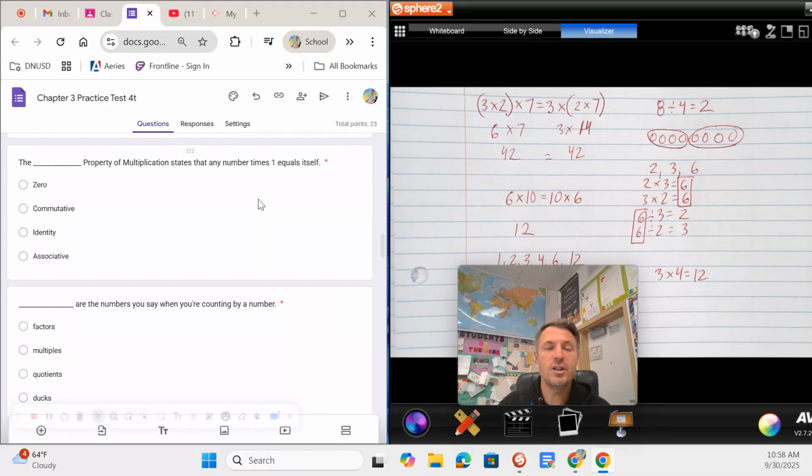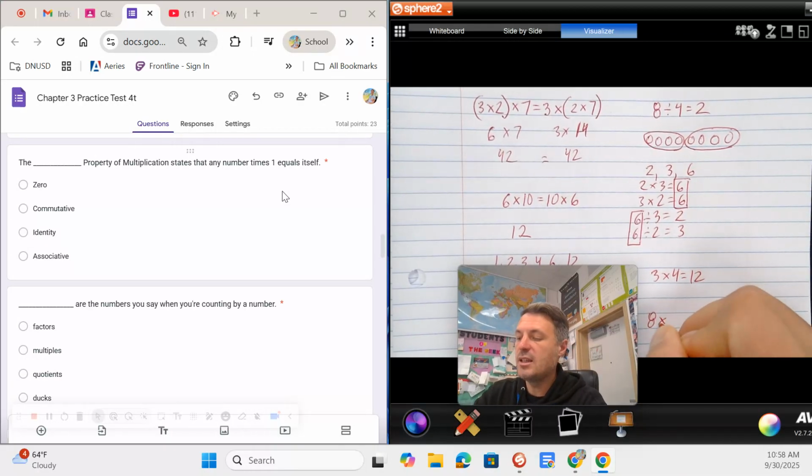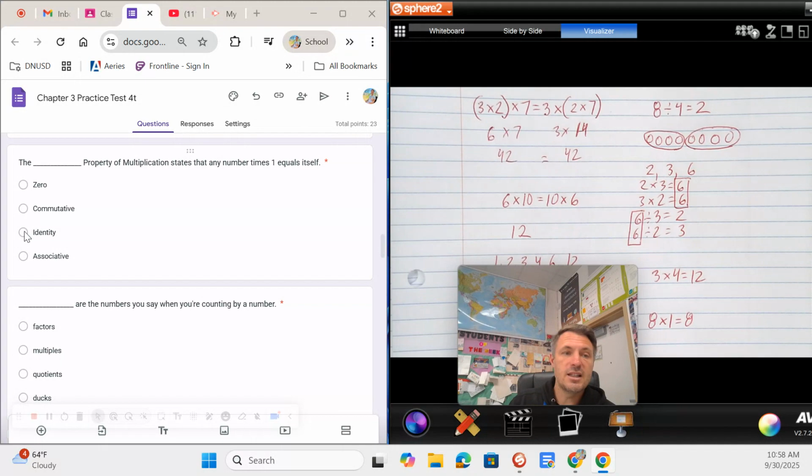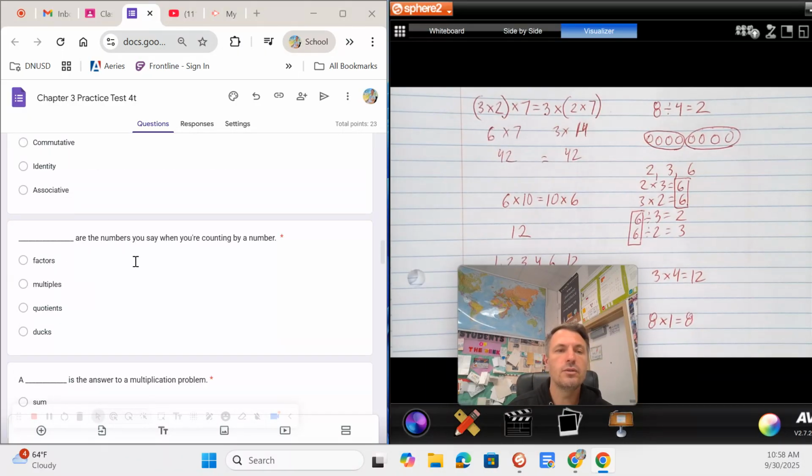The blank property of multiplication says that any number times itself equals itself. An example of that, 8 times 1 equals 8, and that makes sense because 8 times 1 means 8 one time, and the 8 one time would just be 8. And that's the identity property of multiplication. The identity property of multiplication states that any number times 1 equals itself.